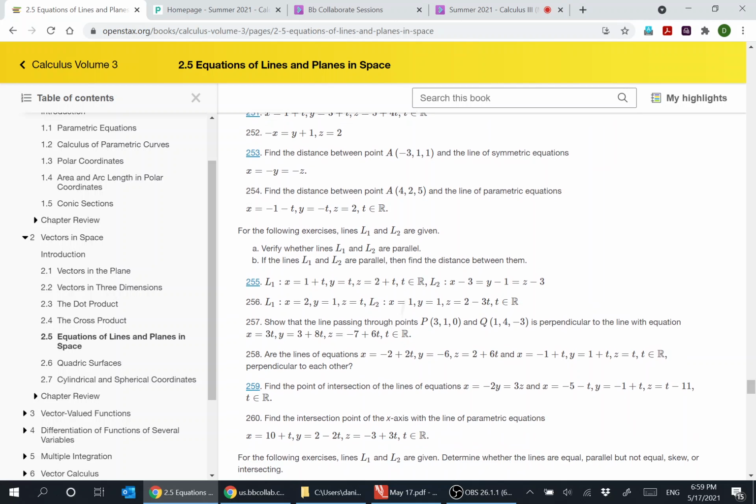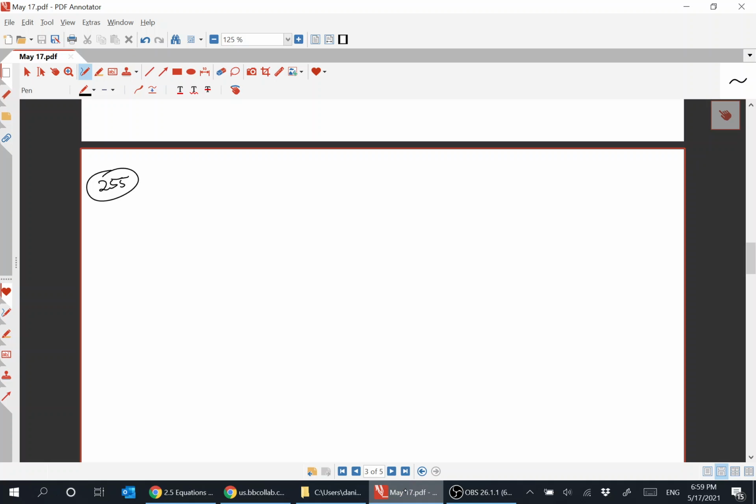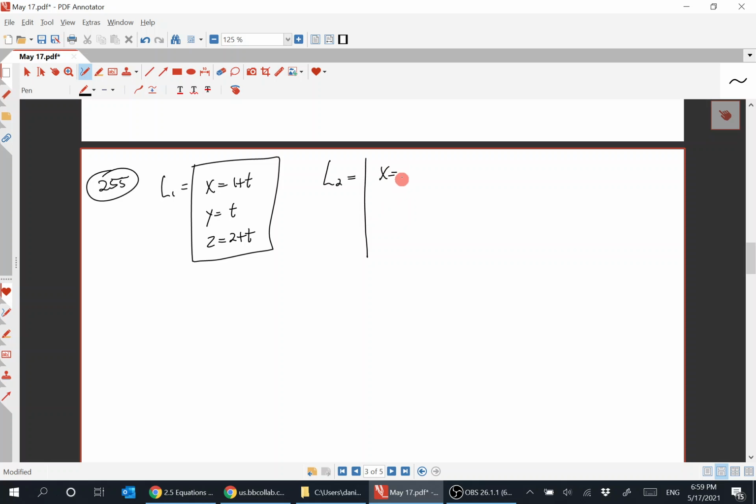So in 255, you've got L1 with these equations: x equals 1 plus t, y equals t, z equals 2 plus t. So that is line 1. And then you've got line 2. x is equal to 3 plus t. y is equal to 1 plus t. And z is equal to 3 plus t.